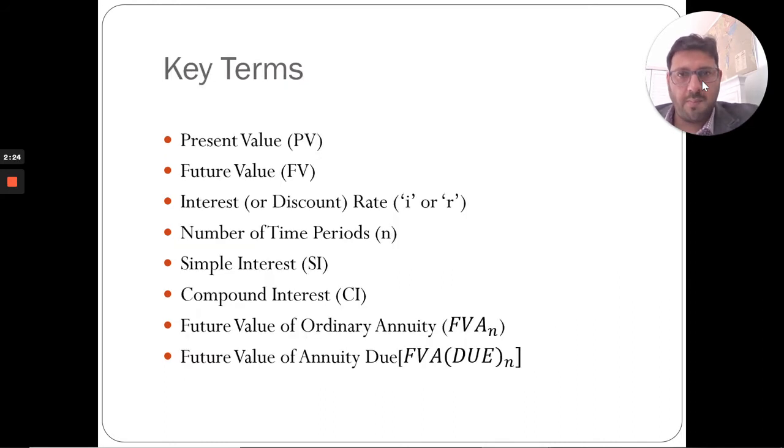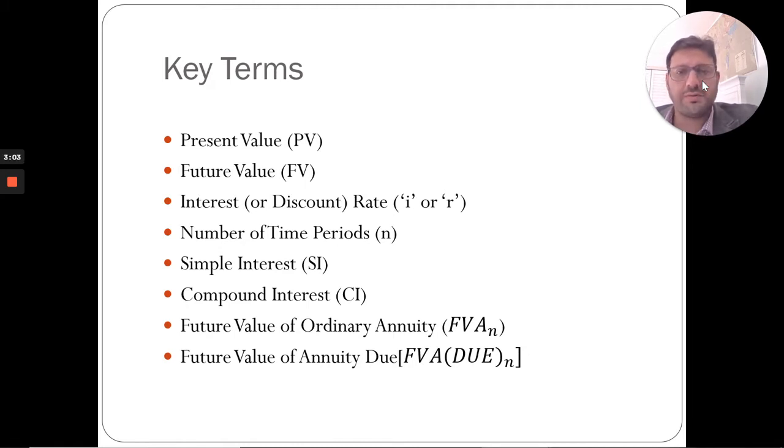So the key terms are PV, present value, then future value, FV, and interest or discount rate, which we can also call the opportunity cost. This will be denoted by small i in some books, and small r in others. So you need to be mindful that i or r usually represents the interest rate or discount rate. We'll also talk about the number of time periods, and SI is the simple interest, CI is the compound interest.